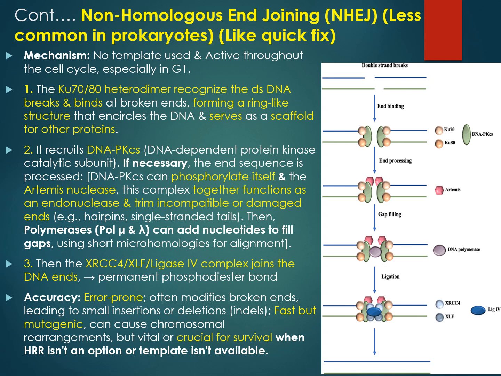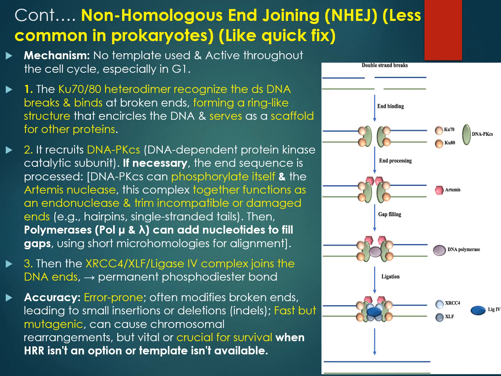It recruits DNA-PKcs, which is nothing but DNA-dependent protein kinase. This will do the additional steps if necessary. If the ends are not uniform, if we need to trim them and make them compatible for repair, all that process is done by this complex, DNA-PKcs, with the help of Artemis nuclease. So this complex together functions as an endonuclease and trims the incompatible or damaged ends.